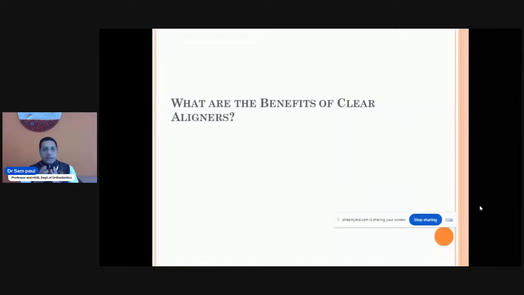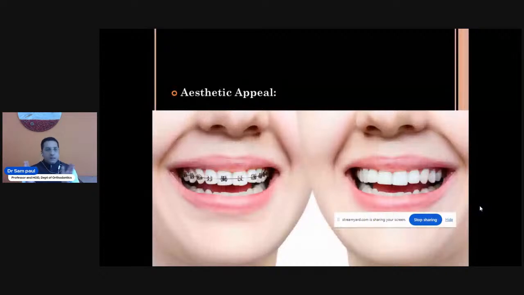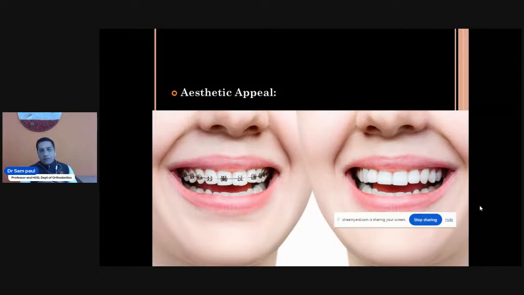Now let's see what the benefits of clear aligner treatment are. First thing is, as I told you before, the aesthetic appeal. The clear aligners are virtually invisible. I will never say completely invisible, but virtually invisible, making them an attractive choice for those who wish to straighten their teeth without the appearance of metal braces. And the transparent material ensures that the aligners sit seamlessly over the teeth, allowing individuals to undergo orthodontic treatment with confidence.